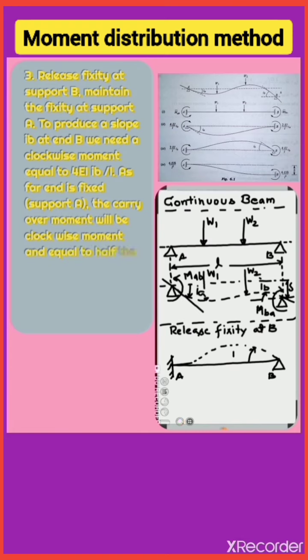Release fixity at support B. Maintain the fixity at support A. To produce a slope theta B at end B, we need a clockwise moment equal to 4 E I theta B upon L. As the far end is a fixed support, the carry-over moment will be a clockwise moment and equal to half the moment applied at end B. That is 2 E I theta B upon L.